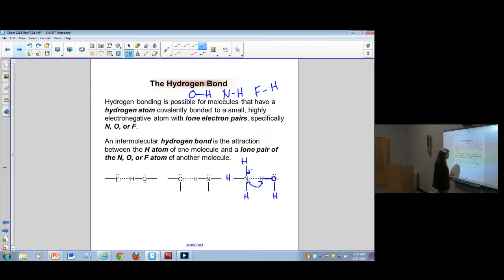Likewise, we can have, for example, HF and H2O. The hydrogen attached to the oxygen will interact with the fluorine, whatever that fluorine is. So hydrogen bonds are very strong, but they only occur in three cases: when there's an OH bond, an NH bond, and an FH bond.